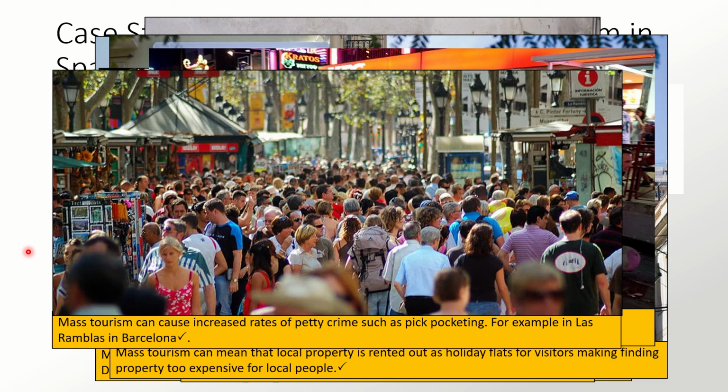Mass tourism can also increase the rates of petty crime, such as pickpocketing. This street in the photo is called Las Ramblas in Barcelona, and it's infamous for pickpocketing. There are notices and signs, and they have police on patrol, but nonetheless, it stands to reason that the pickpocketing happens because there is such an influx of and density of people. It makes it easy for the crime to take place. And so that's another impact of mass tourism. People living in Barcelona don't want to live with pickpocketing as something that their city is known for, and mass tourism brings that to their city.